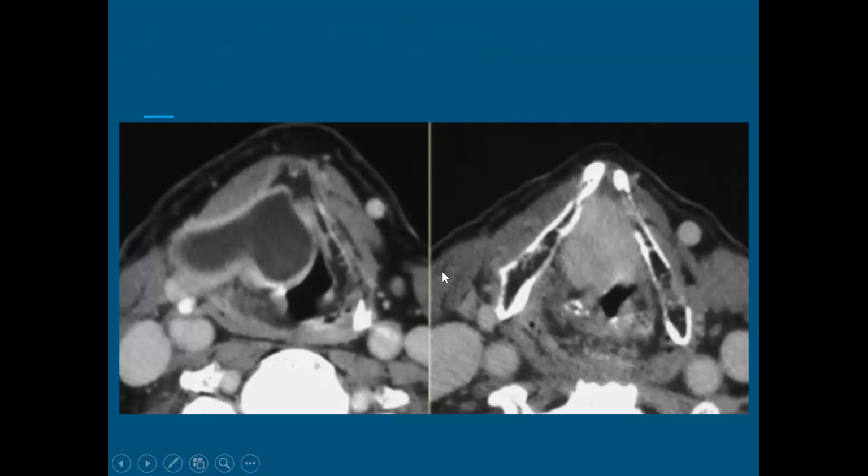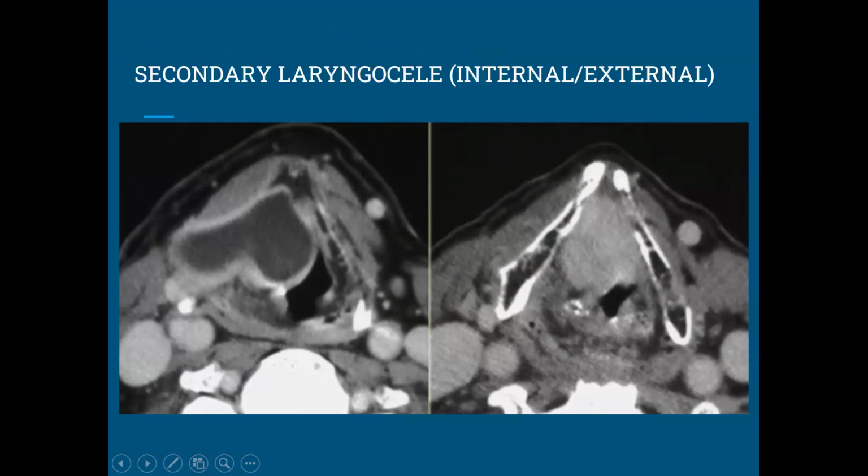Another pathology related to the visceral space, we can see this fluid attenuating lesion in the larynx. You can see it's extending internally as well as externally, and this is a typical laryngocele. In this case it was a secondary laryngocele as a result of this primary mass lesion. There was a resultant secondary laryngocele in this case. Another pathology related to the visceral space.